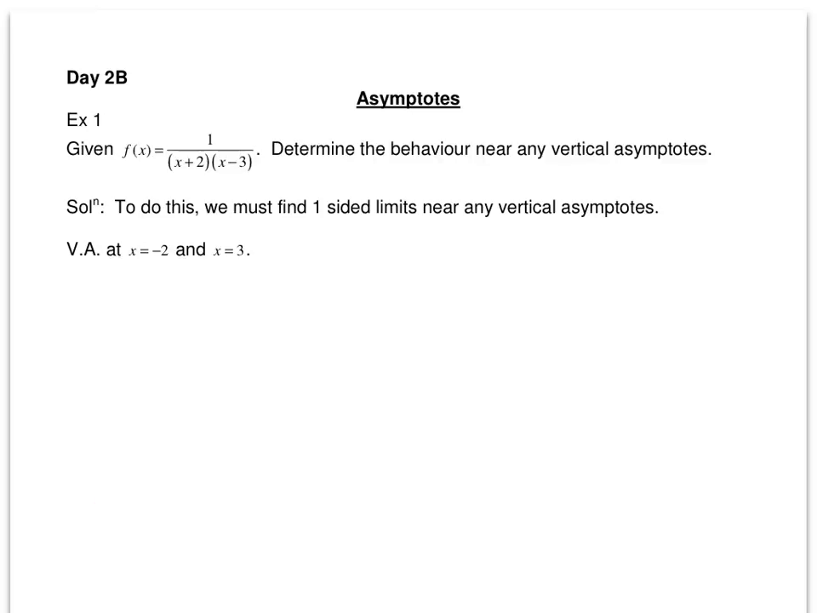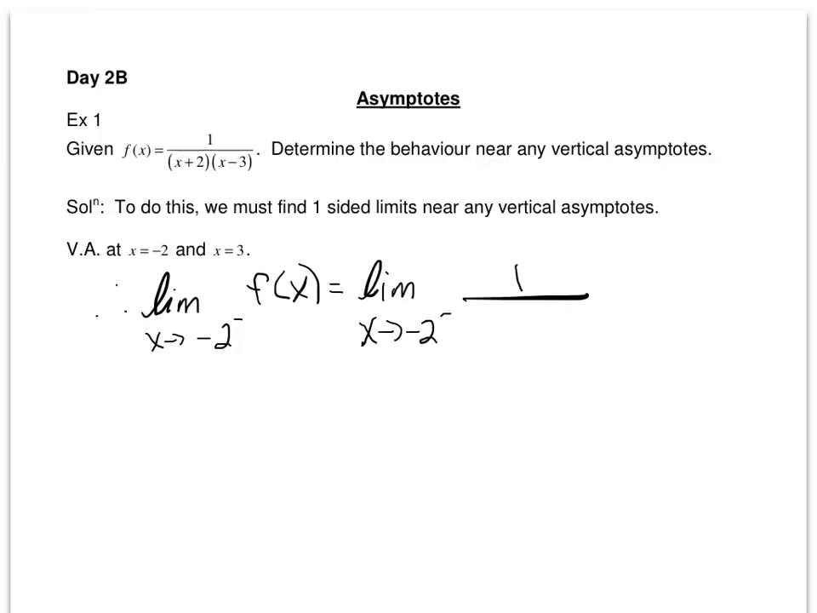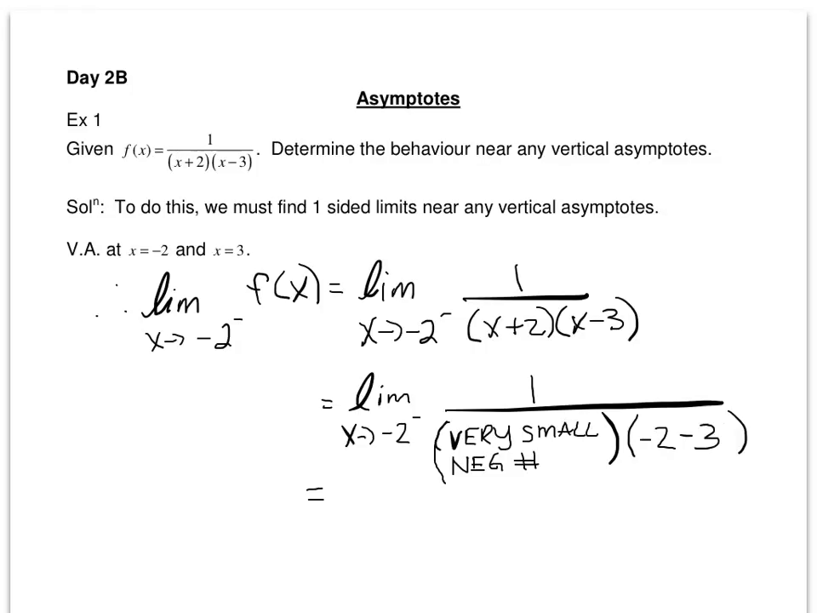So let's take a look at this. Let's do the one-sided limit. Therefore, we get the limit as x approaches negative 2 from the negative side of f of x equals the limit as x approaches negative 2 from the negative side of 1 over (x plus 2)(x minus 3). I'm going to skip ahead a little. So you're probably pausing this. You're going to write that little bit. Now unpause it and you can listen to me explain it.